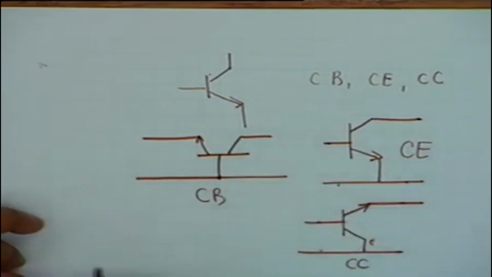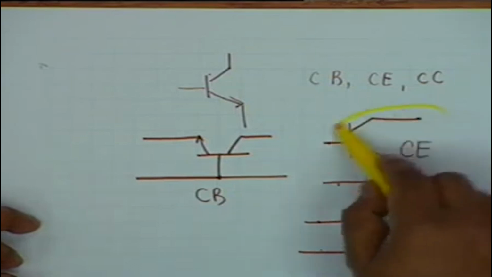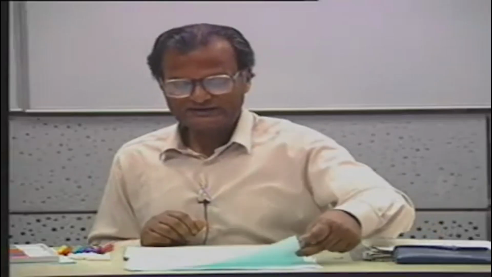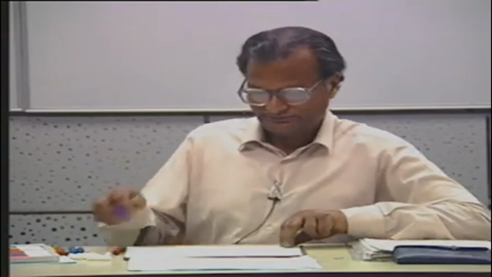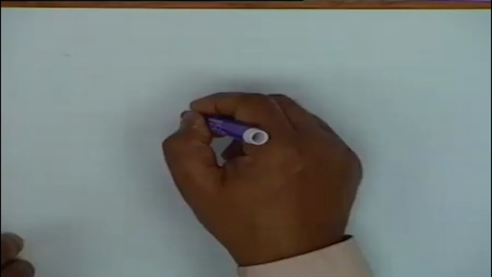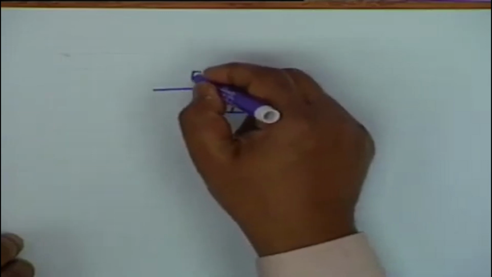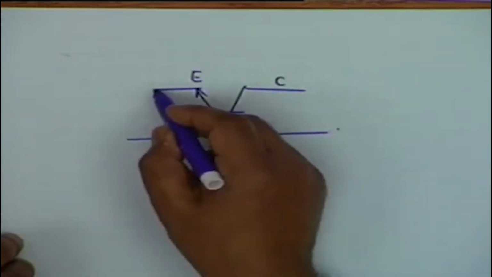And the DC characteristics, the AC characteristics, the amplification characteristics, the switching characteristics, all of them differ depending on the configuration. I must also point out that the common emitter is the most commonly used configuration, for its advantages. Let's look at these characteristics one by one. The common base, for example. This is collector, emitter, and this is the base.